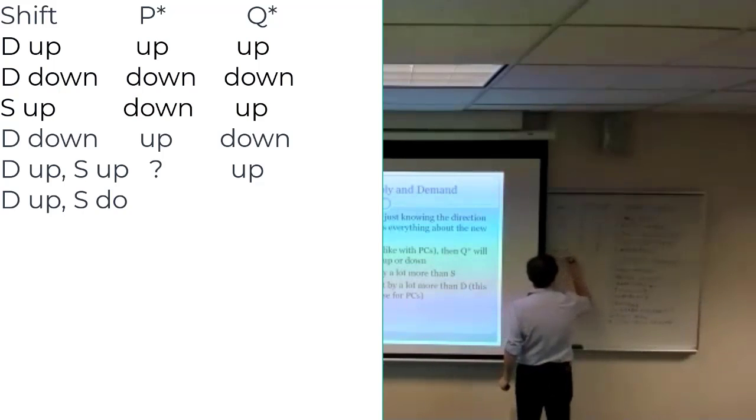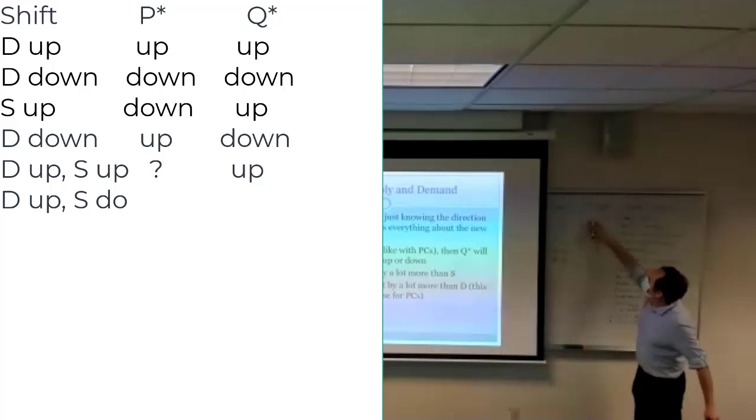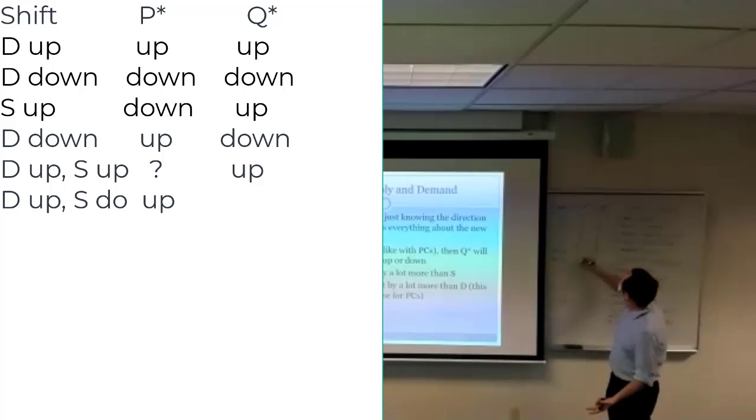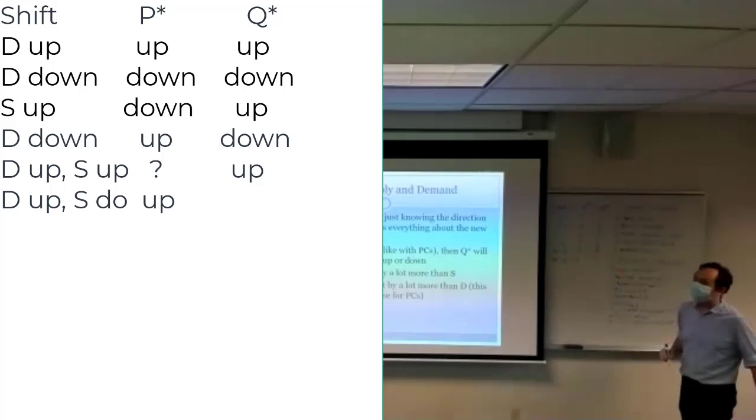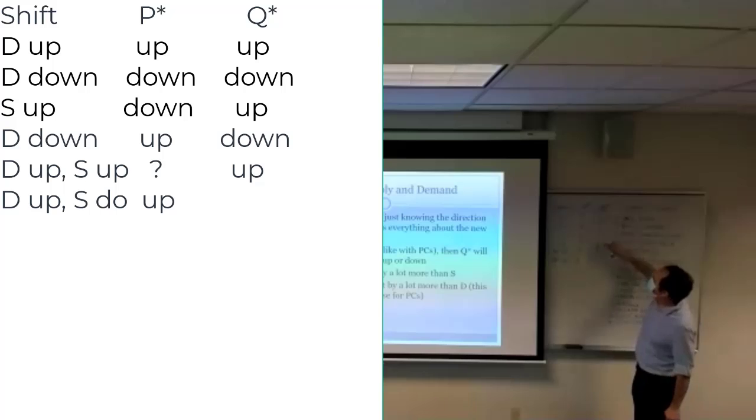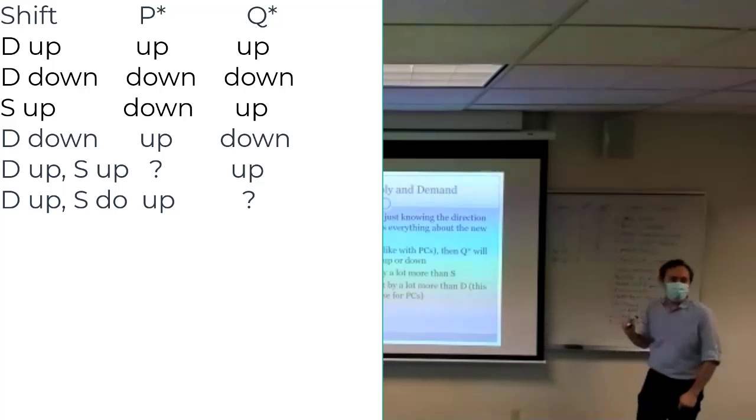What if demand goes up and supply goes down? Well, if demand goes up, price goes up. Supply goes down, price goes up. Those agree. So we get that price is going to go up. Demand goes up says quantity goes up. Supply down says quantity goes down. Those disagree. We don't know. Question mark, ambiguous.